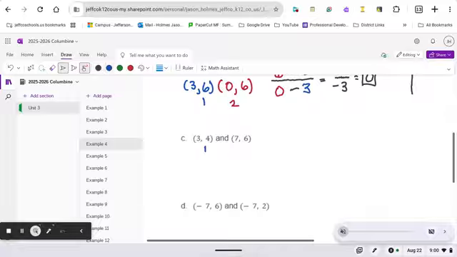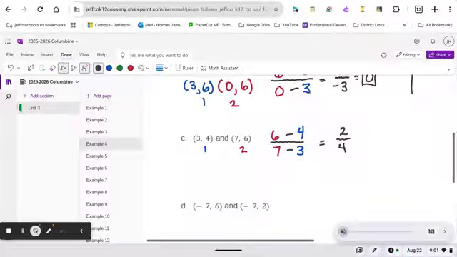So this is point 1, this is point 2. We'll do 6 minus 4, over 7 minus 3. And we end up with 6 minus 4 is 2, and 7 minus 3 is 4.